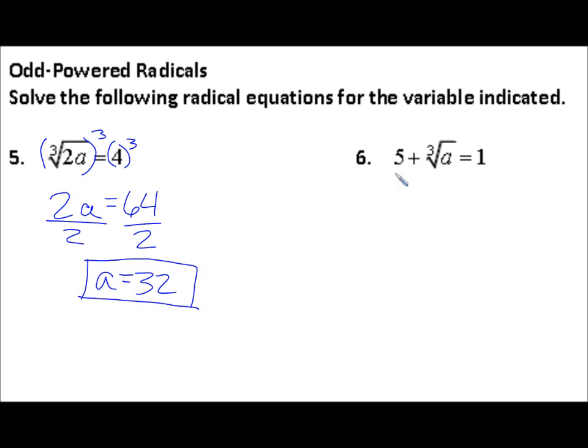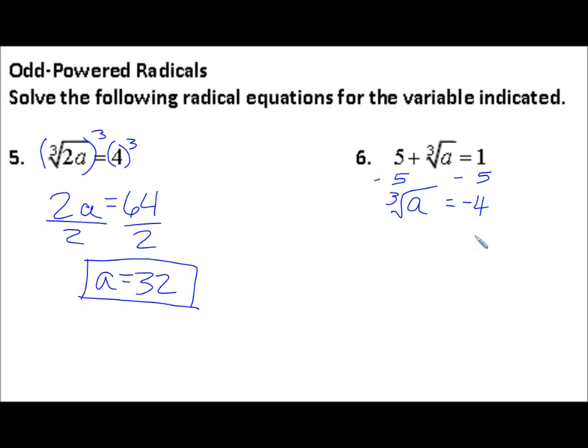Number 6 is 5 plus the cube root of a equals 1. So again, we want to get that cube root of a by itself. So subtract this 5. This 5 doesn't belong there. We need this by itself. And this is influencing it. Left with the cube root of a equals 1 minus 5, which is a negative 4.